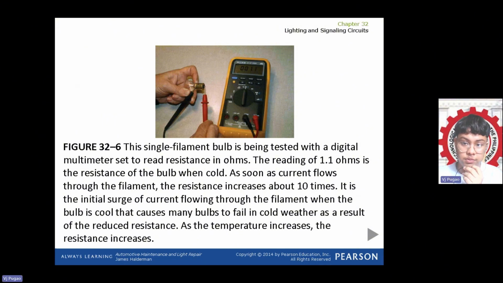This single filament bulb is being tested with a digital multimeter set to read resistance in ohms. The reading of 1 ohm is the resistance of the bulb when cold. As soon as current flows through the filament, the resistance increases about 10 times. It is the initial surge of current flowing through the filament when the bulb is cold that causes many bulbs to fail in cold weather as a result of the reduced resistance. As the temperature increases, the resistance increases.